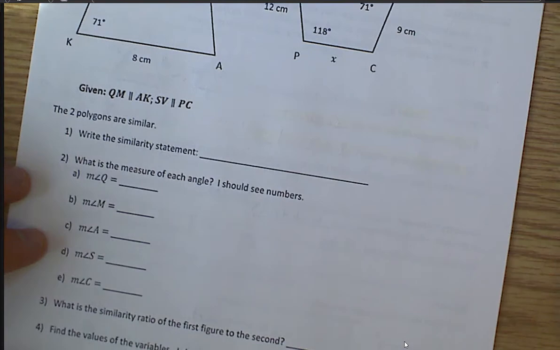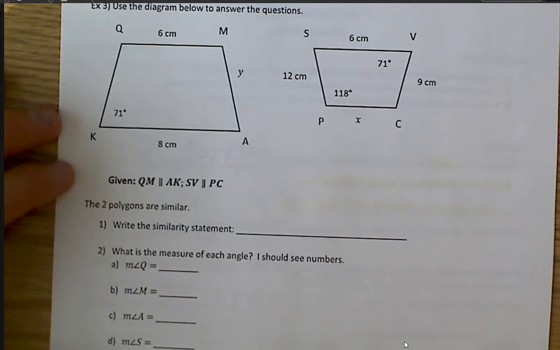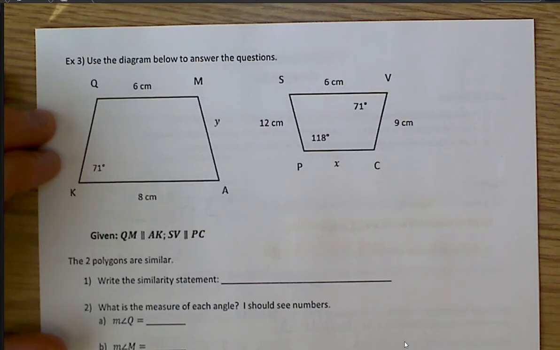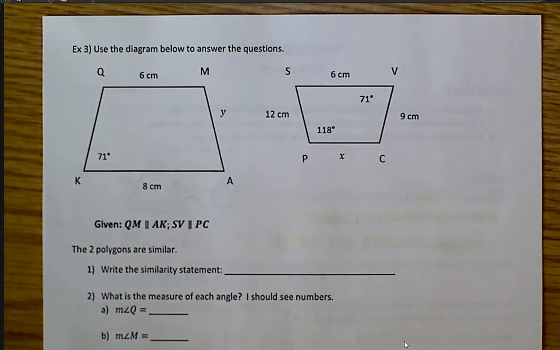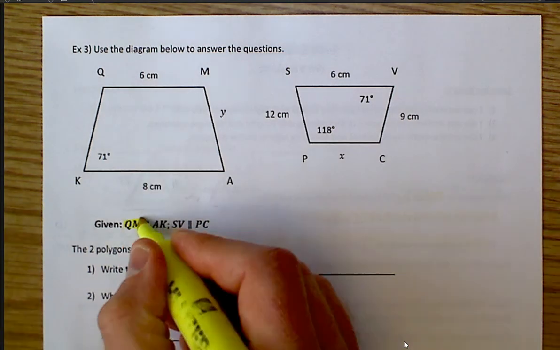Let's flip it over on the back. So a good problem here. Use the diagram below to answer the questions. Okay, and so let's take a look at what we have. Looks like we have some trapezoids here. There's some given information down at the bottom. Two pieces of given information.